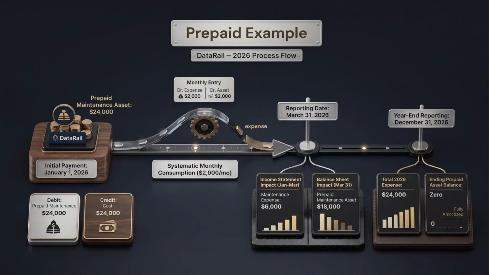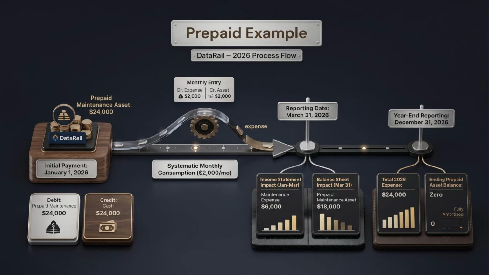The income statement does not take the full cost immediately because the entity has not consumed the full benefit immediately. Let us apply that with DataRail. On January 1st, 2026, DataRail pays $24,000 for 12 months of cloud infrastructure maintenance. The entry on January 1st is debit prepaid maintenance $24,000 and credit cash $24,000.